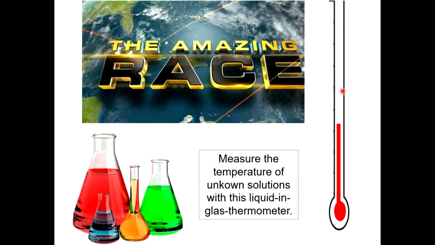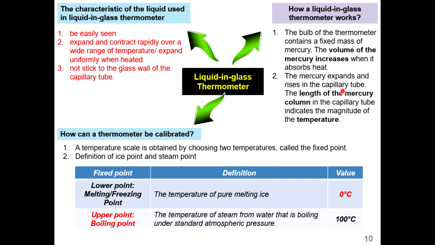So how is it possible for you to calibrate the thermometer? Actually you need two fixed points. One is the melting or freezing point, which is the temperature of pure melting ice. The value of this temperature is 0 degrees Celsius. Then you need another point, known as the boiling point, the temperature of steam from water that is boiling under standard atmospheric pressure. This temperature is 100 degrees Celsius.